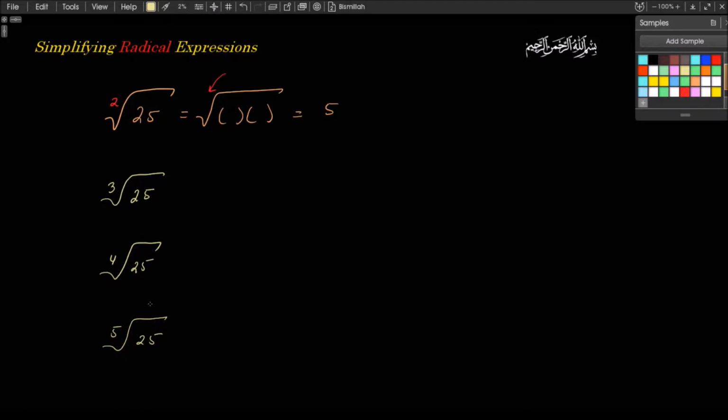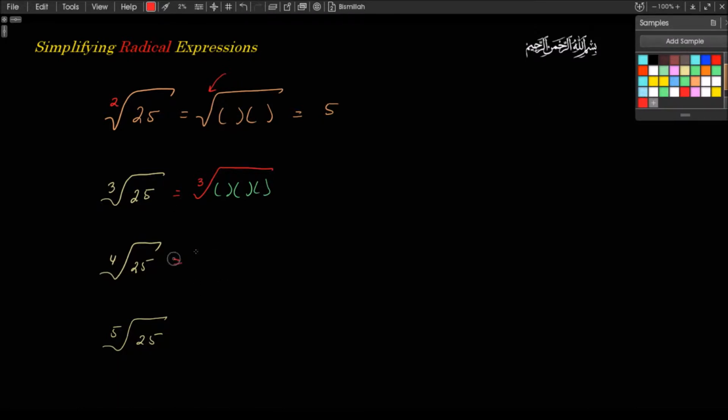Now, what does it even mean to take a cube root of something? What does it even mean to take a 4th root of something? And what does it even mean to take a 5th root of something? Well, the concept is the same. When you take a cube root of something, instead of asking what number multiplied by itself twice, what you're saying here is what number multiplied by itself 3 times will give you 25.